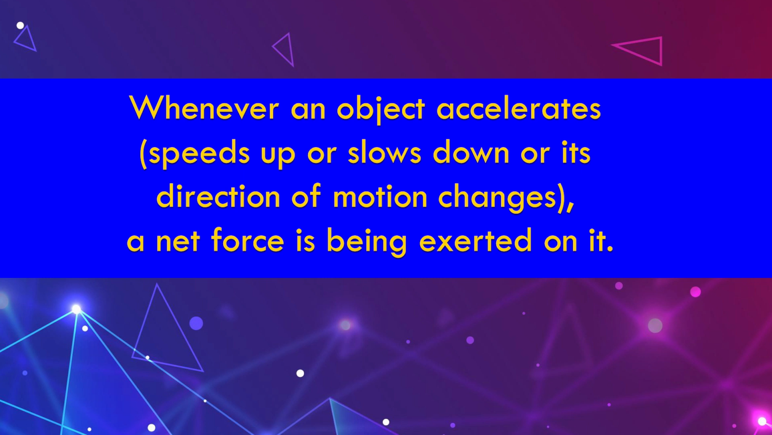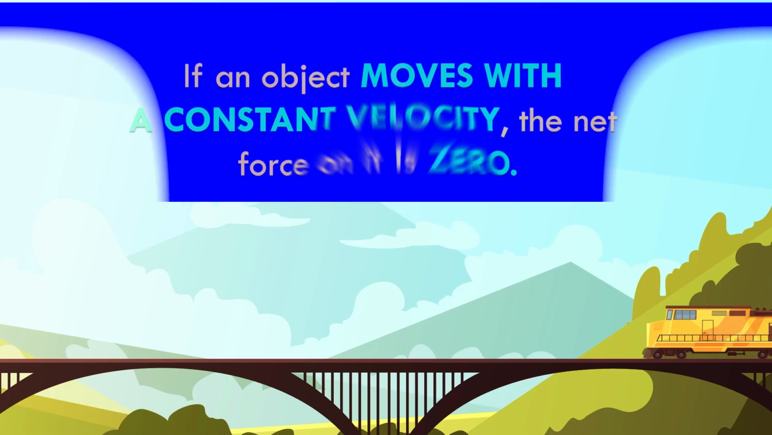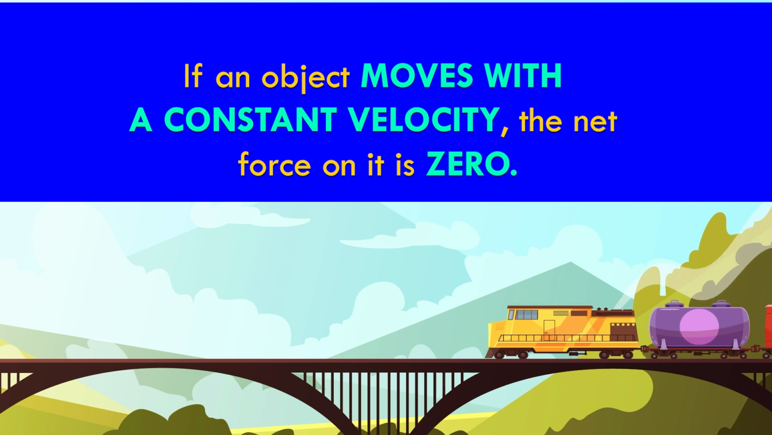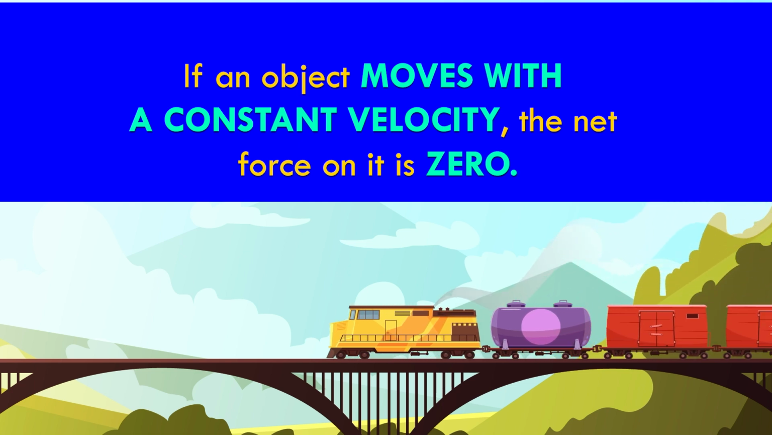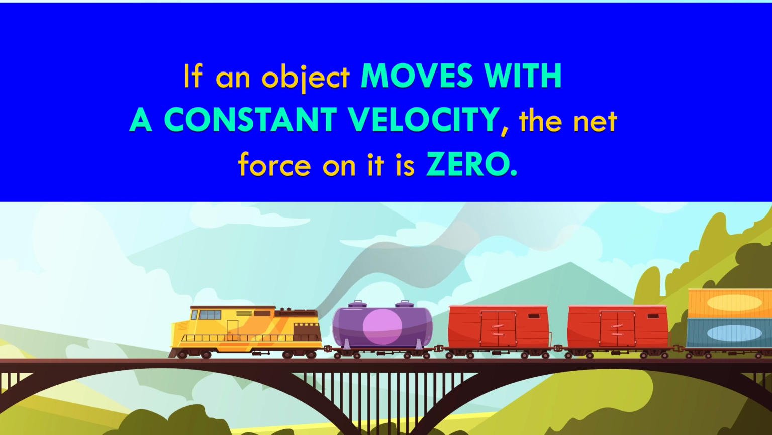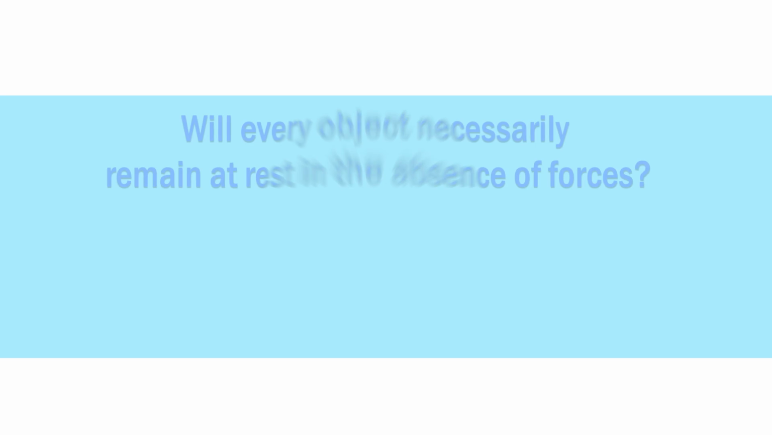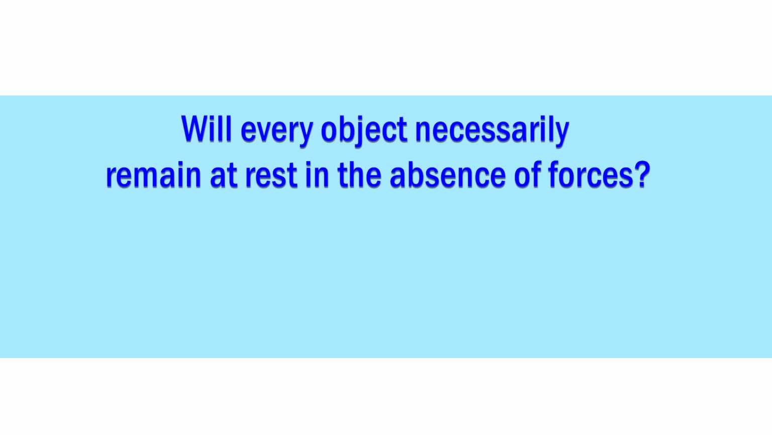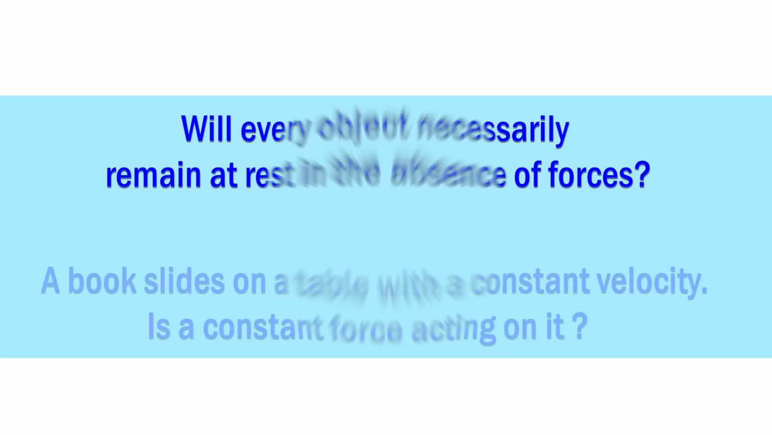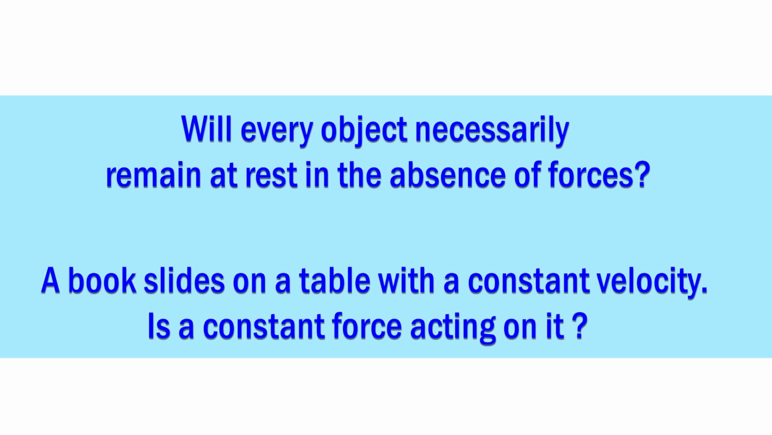This is something you have to remember, the net force. And if an object moves with a constant velocity, the net force on it is 0. Always remember these two things and then answer the questions. So, I ask you, will every object necessarily remain at rest in the absence of forces? Remember Newton's first law of motion and then try to answer it. And the second question is, a block or a book slides on a table with a constant velocity. Is a constant force acting on it?